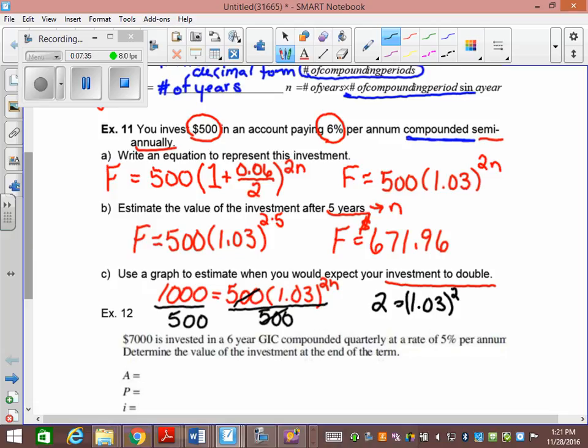And remember, if your calculator doesn't raise the exponent up, this 2n needs to be in brackets. If you don't put that 2n in brackets, you're going to get it wrong every single time, because it's going to go 1.03 to the 2, and then it's going to multiply it by n, which is not what you actually want it to do. Okay? So always put your exponent in brackets if it doesn't raise it up. So y1 is 2. y2 is 1.03 to the exponent 2x.